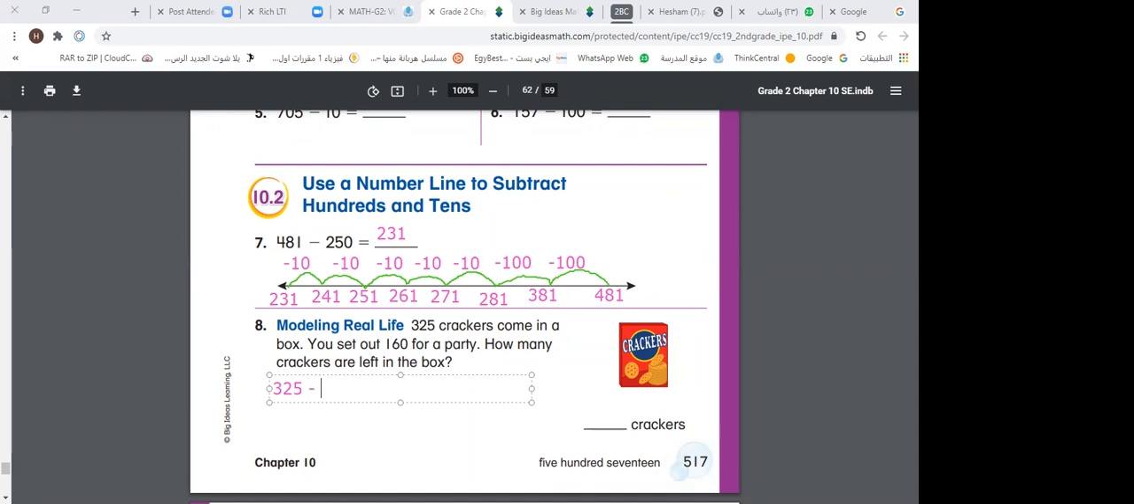325 minus 160. Who can answer this question, grade 2? Let's use the number line to answer the question. Who can answer by using the number line? This is the number line. Let's start with the greater number, 325, from the right of the number line. So let's write here 325. Now, who can subtract 160 by using this number line?